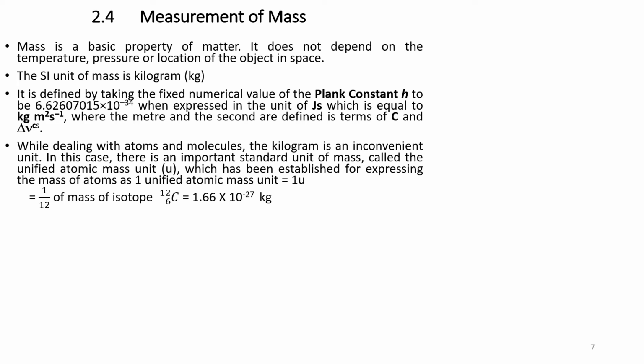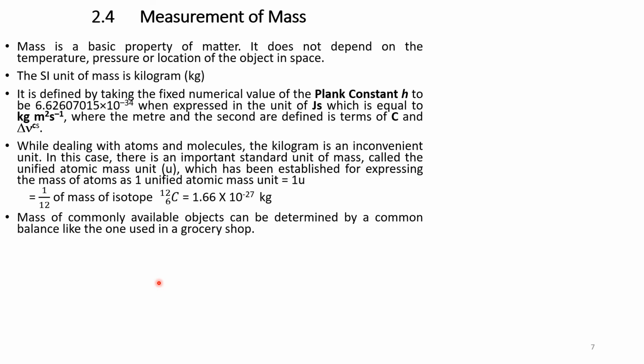While dealing with atoms and molecules, the kilogram is an inconvenient unit. In this case, there is an important standard unit called the Unified Atomic Mass Unit U, which has been established for expressing the mass of atoms. One unified atomic mass unit, 1U, is equal to 1/12 of the mass of an isotope 12C6, that is equal to 1.66 into 10 to the power of minus 27 kg.